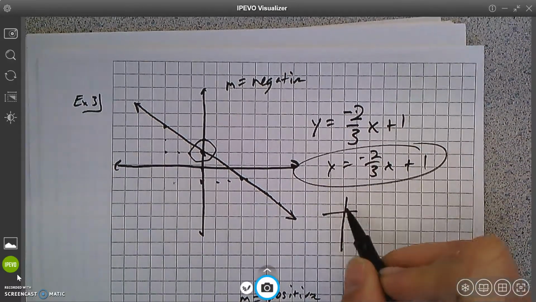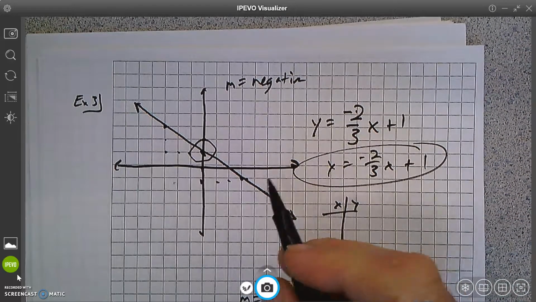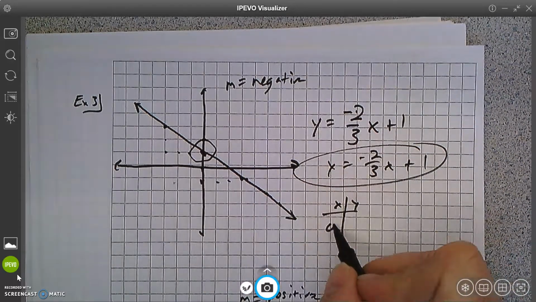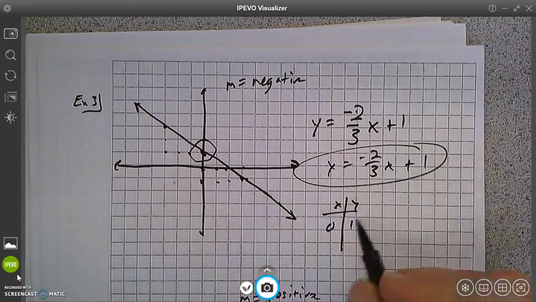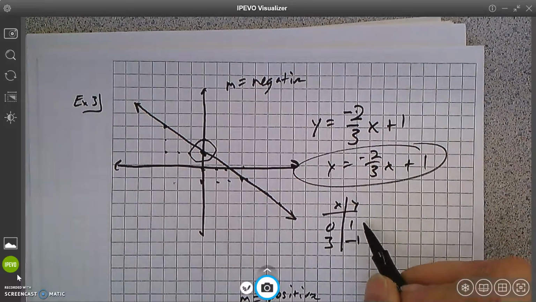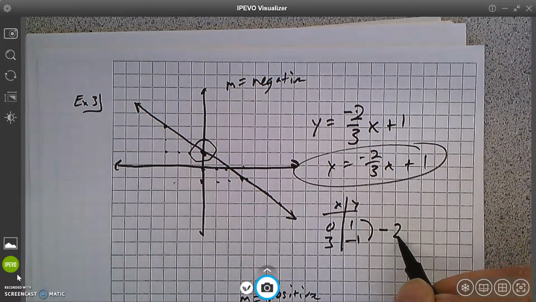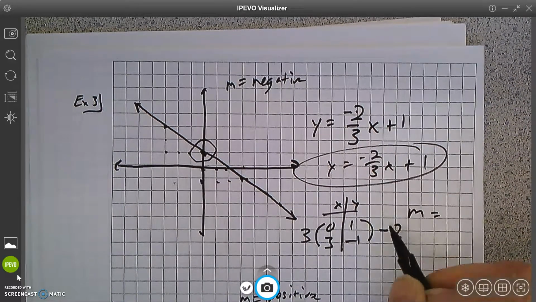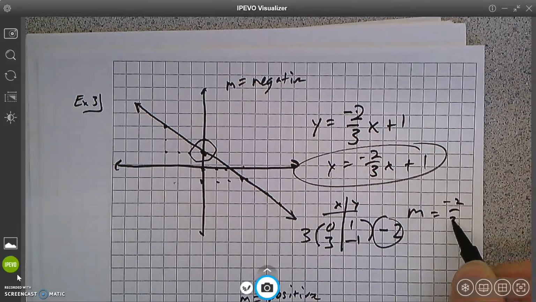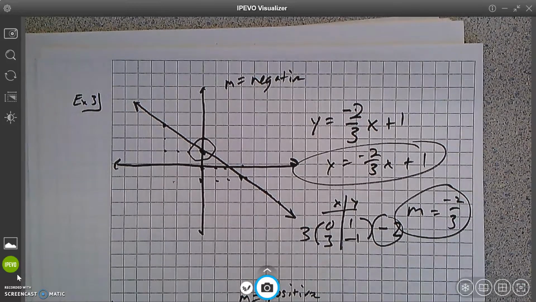Let's check our answer just to make sure we got the slope right. This is 0, 1 here, and this is 3, negative 1. Let's see if we got it right. 1 to negative 1 is down 2. 0 to 3 is 3. Okay, change in y, change in x. We got it. There we go.